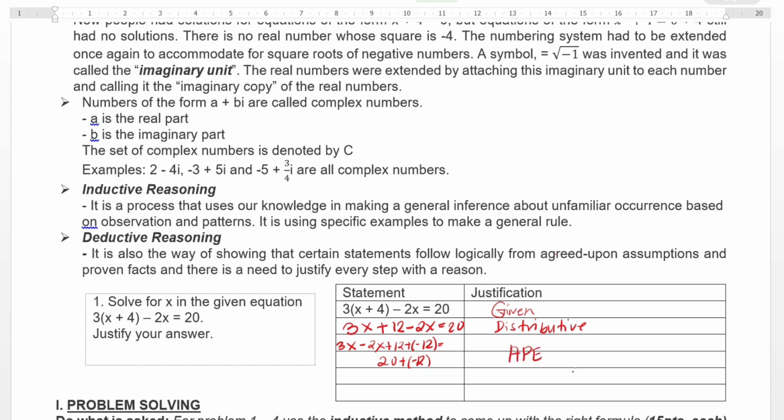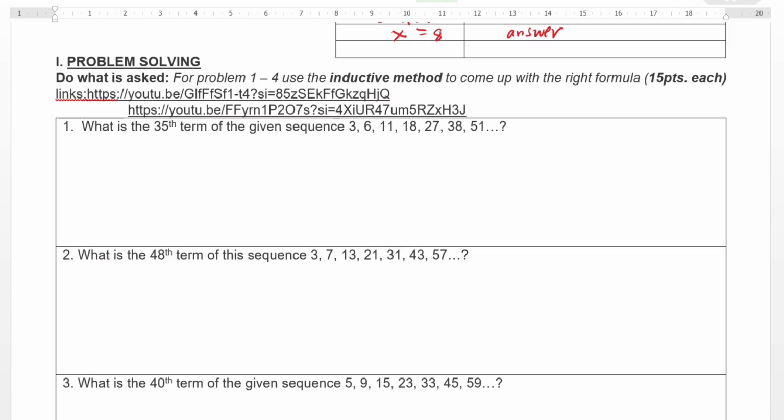APE, or additive inverse property. APE means addition property of equality. Whatever you add to the left should be added to the right. Then we have now 3x minus 2x, that is x. Then 20 plus negative 12 is 8, the answer. Problem number 2, do what is asked.